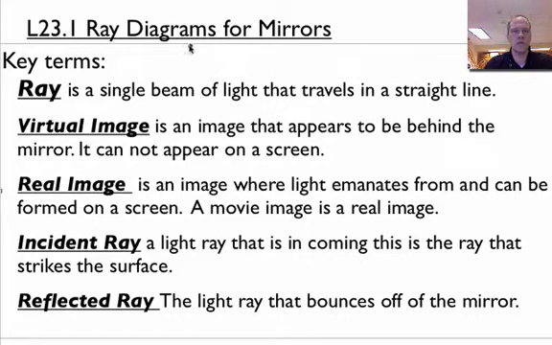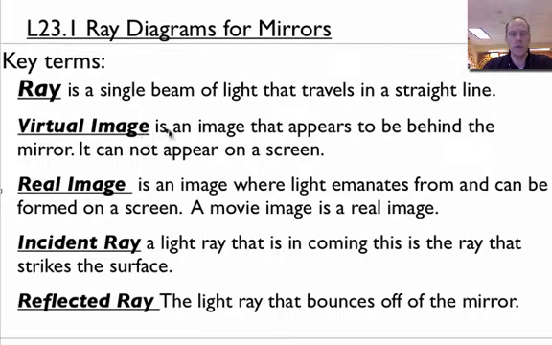Okay, today we're looking at ray diagrams for mirrors. Just a quick review of a few terms. A ray is a single beam of light traveling in a straight line. So we can create what we're going to call ray diagrams to figure out where an image is formed in a mirror and also as we get into lenses.